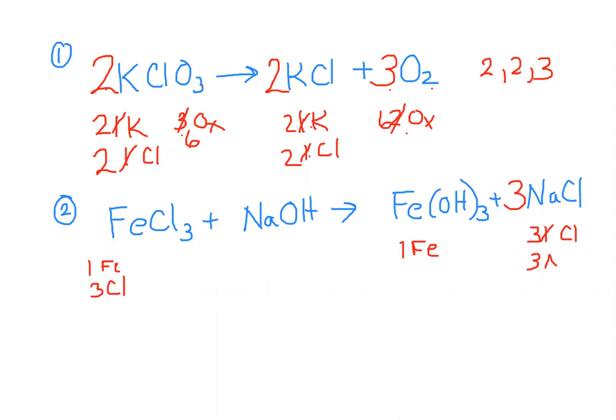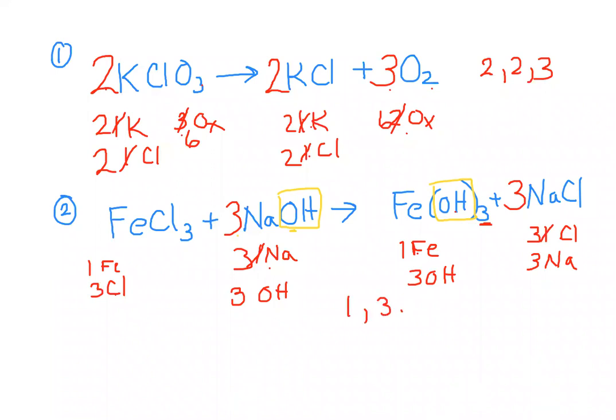That gave me 3 sodium. We only have 1 sodium over here, so let's put a 3 in front of that to give me 3 sodium. So far, our iron is good, our chlorine is good, and our sodium is good. We've got to look at this OH, and they're together. They stay together on both sides of the equation, so we can think of them as one thing. 3 times 1 over here gives us 3 OHs, and this 3 down here gives us 3 OH. So everything is balanced, and our coefficients are 1, 3, 1, 3.